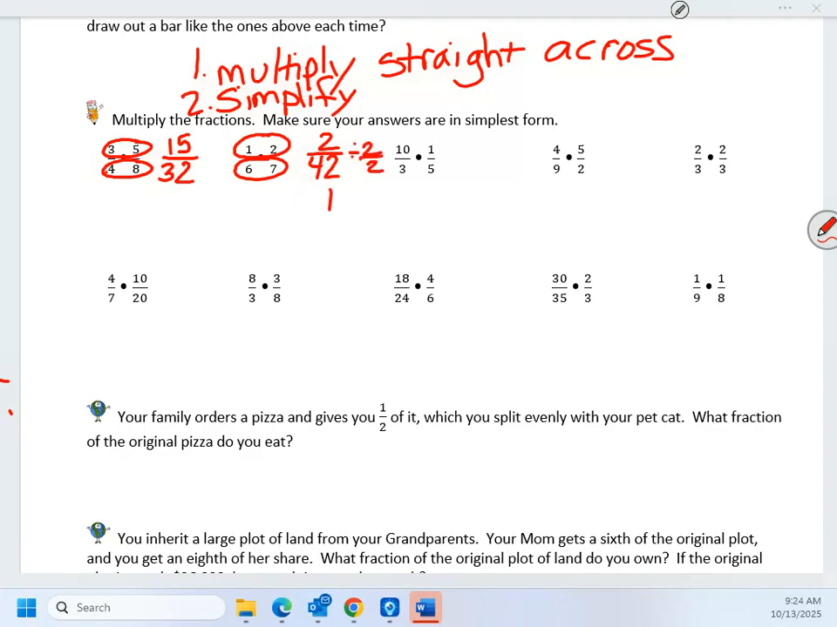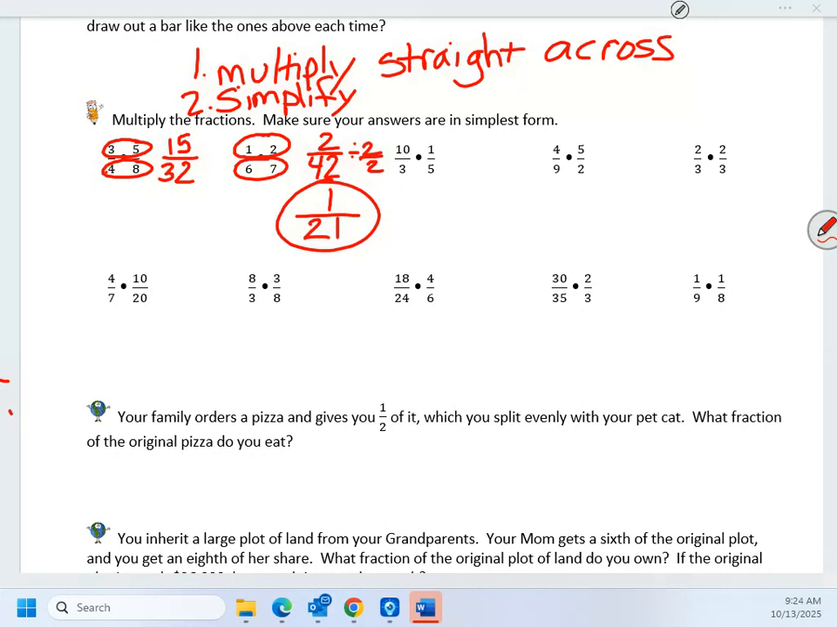2 divided by 2 is 1. 42 divided by 2 is 21. Is there anything I can divide out of 1 and 21? No. That's as simple as we get. So I circle my final answer so we can show clearly which fraction is our answer.